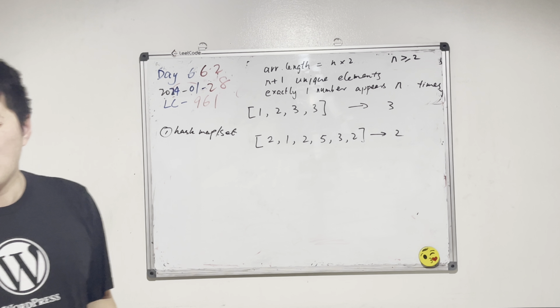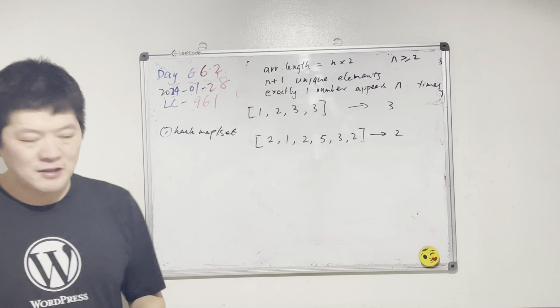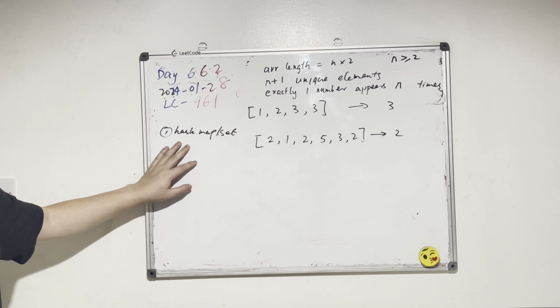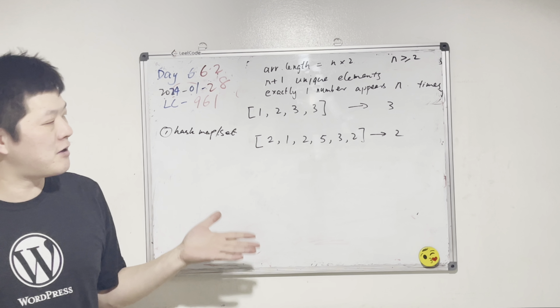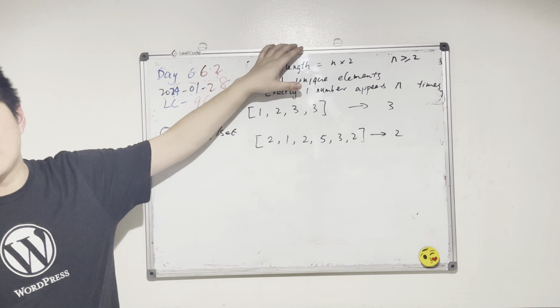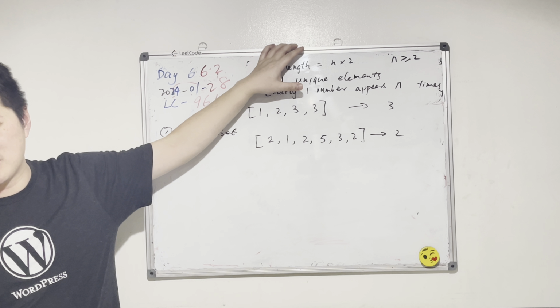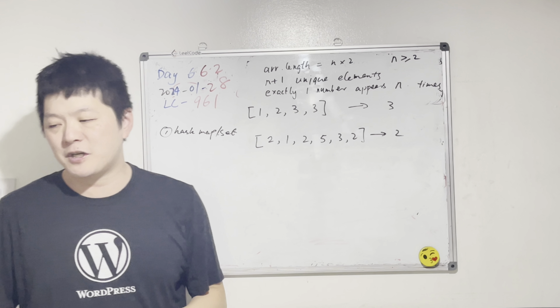Okay? So how do we solve this problem? It's actually written here: using hash set, hash map. Given this array, because I already told you these are the constraints, this array is made up of numbers which have these n plus 1 unique elements.